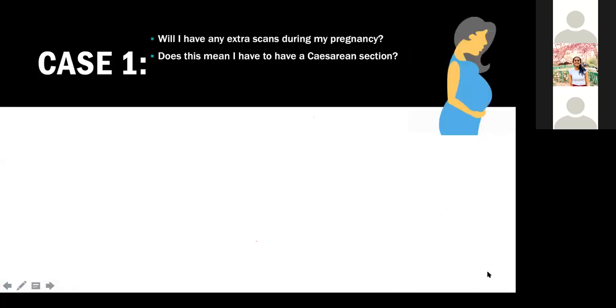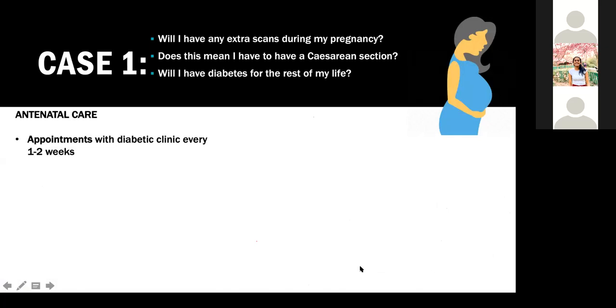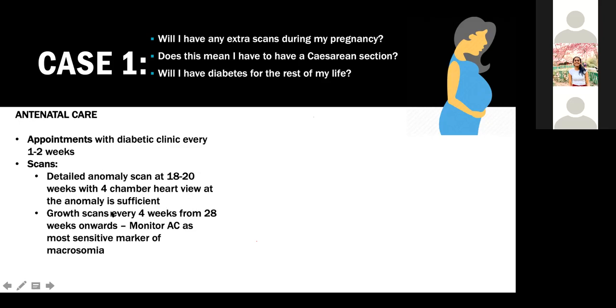So will I have any extra scans? Does it mean I have to have a cesarean section? Will I have diabetes for the rest of my life? Quickly going through extra scans during pregnancy: we've mentioned already, these women will be seen by the diabetic clinic every 1 to 2 weeks. They have a detailed anomaly scan at 18 to 20 weeks. It's really important to have a 4-chamber heart view at the anomaly scan, just to be confident that they don't have any cardiac defects.